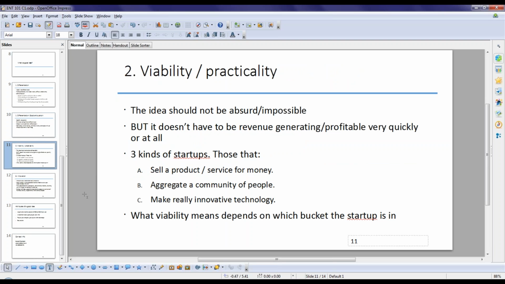Now, second point is the viability or the practicality. So the idea should not be absurd or impossible, right? It should not sound as though it is very absurd.